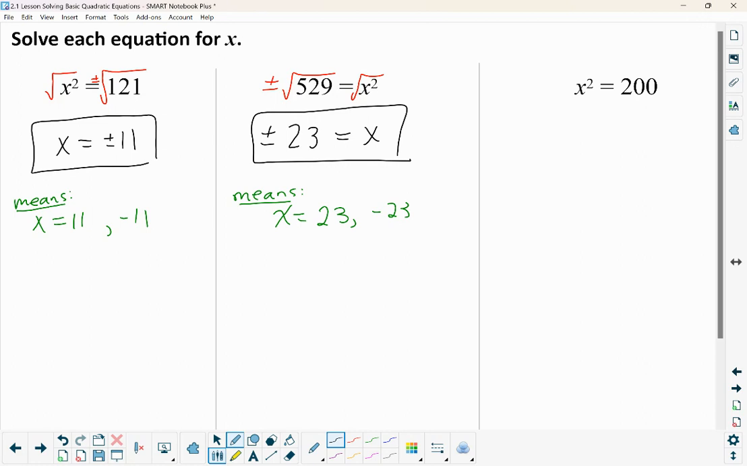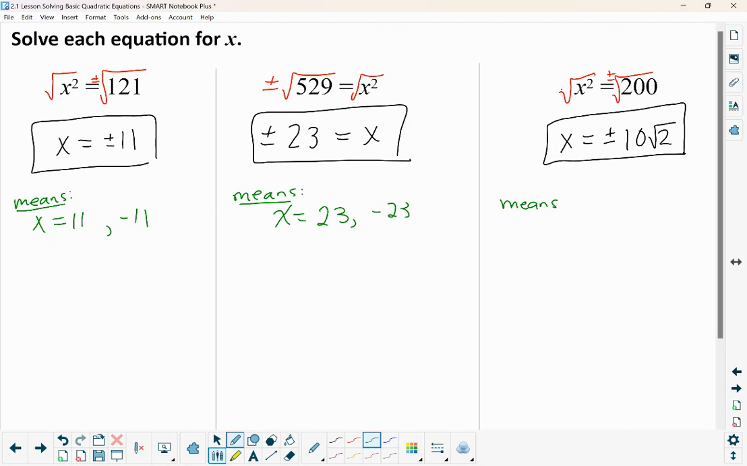Okay, our last one on this slide, x squared is equal to 200. So we want to undo that power of 2 by using a square root. We're going to insert that plus or minus symbol with our root. On the left side of the equation, that root and that power of 2 cancel. And then in my calculator, I'll see what the square root of 200 is, and that simplifies to 10 root 2. So this means I have two answers to my equation. Those two answers are positive 10 root 2 and negative 10 root 2.